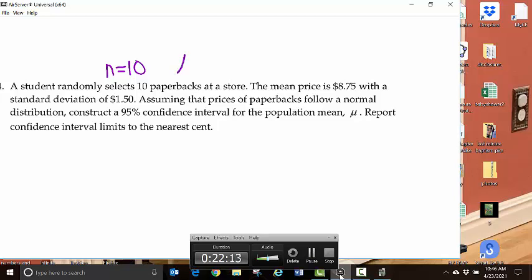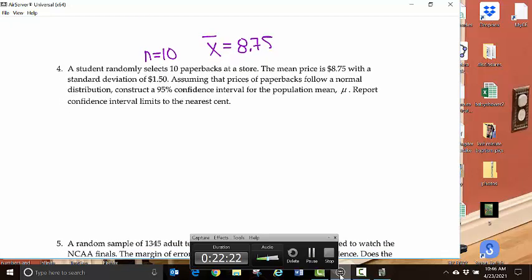The sample average is 8.75, okay? So let's see, they could ask you something like this. We're going to construct a confidence interval, but they could ask you, what is the mean of the sample? Well, we'll go back and do that on a different one.